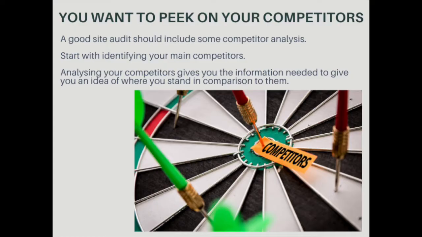You want to peek at your competitors. Knowing what online strategies your competitors are carrying out is paramount to staying on top of your industry, and a good site audit should include some competitor analysis. This will start with identifying your main competitors, if you don't already know them, and running a mini audit on them, including their content, social activities, targeted keywords, backlinks, and organic and paid search activity. Analysing your competitors gives you the information needed to give you an idea of where you stand in comparison to them, allowing you to alter and improve your online strategy if that is what's necessary to become more successful than them.